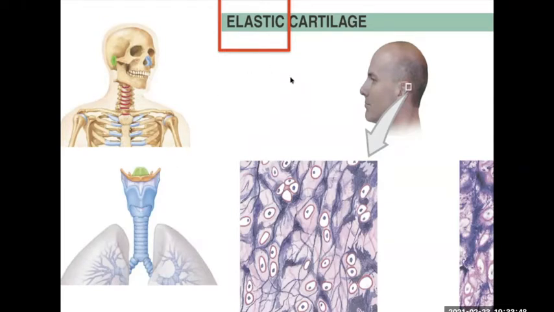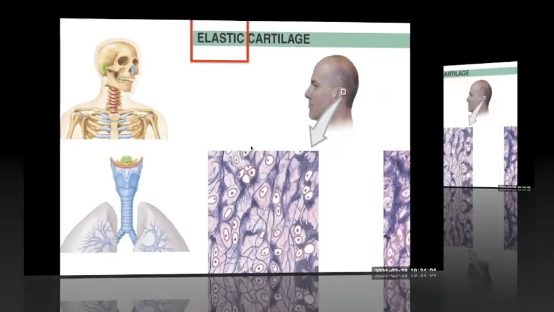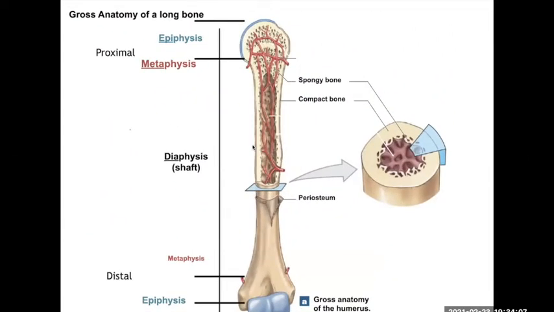The only thing you'll have to identify histologically is the hyaline cartilage, right? But these are just two other types, where they are, and some of the properties. Again, take hyaline, add collagen, you get fibrocartilage. Take hyaline, add elastic fibers, you get elastic cartilage. All right, so that's it for cartilage.